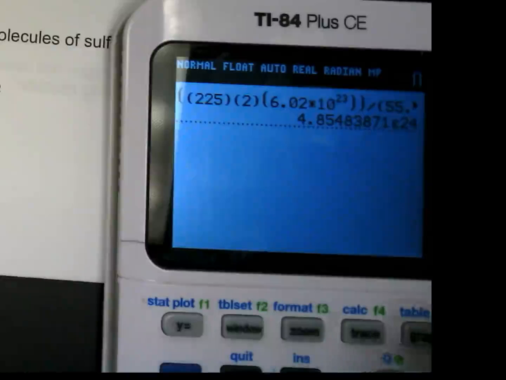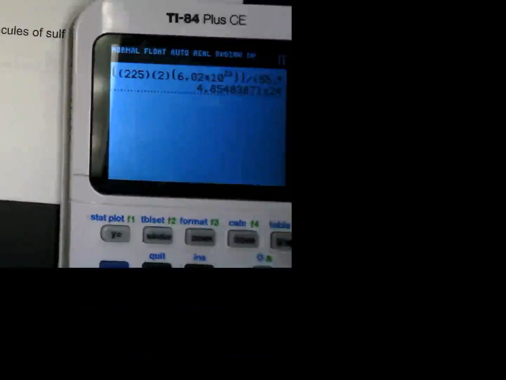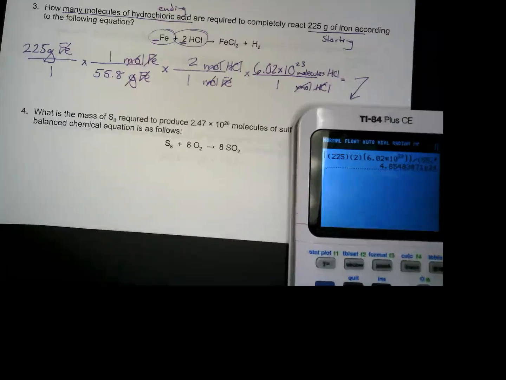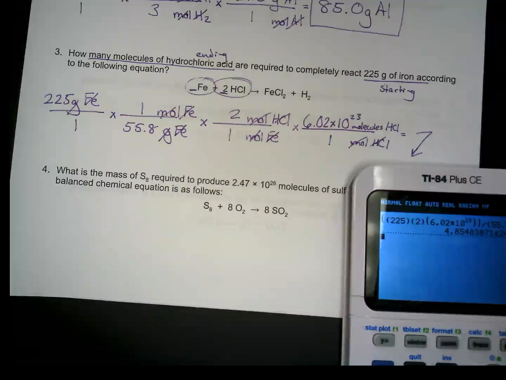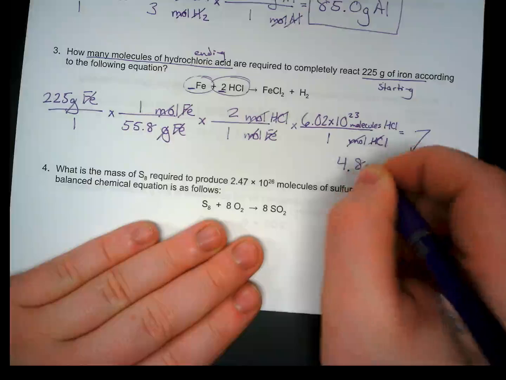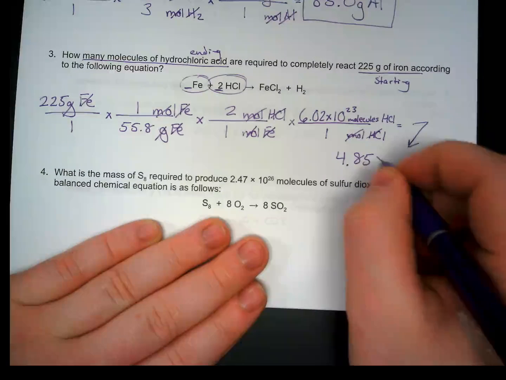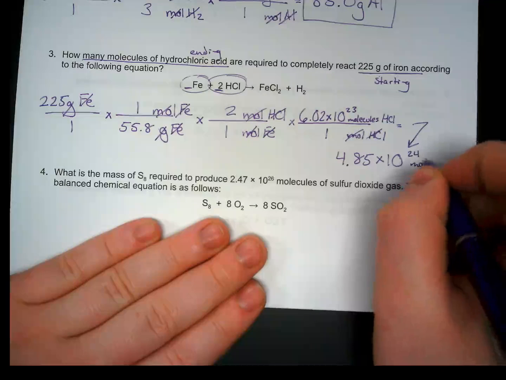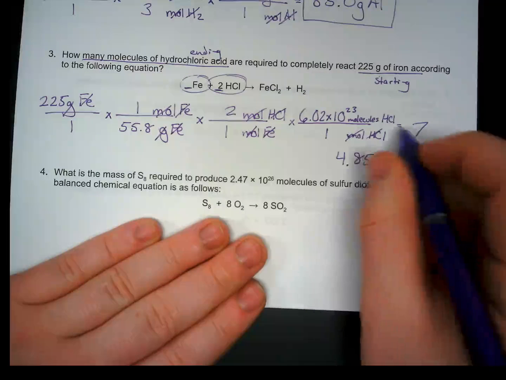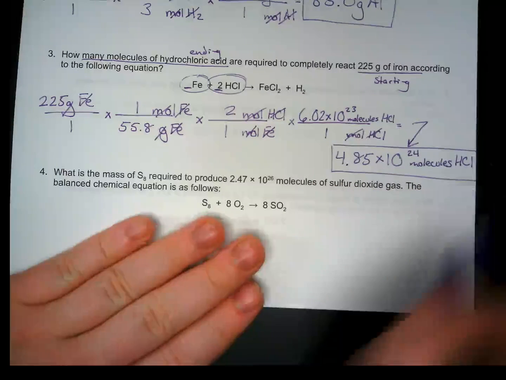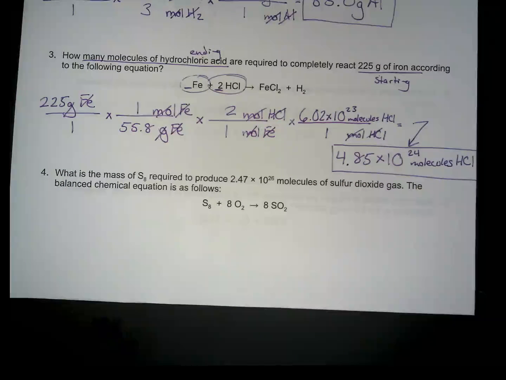Now, my answer needs to be in 3 sig figs because I start off here with 225. So ultimately my answer here is going to be 4.85 times 10 to the 24th power molecules of HCl, hydrochloric acid. And then I would have my answer there.